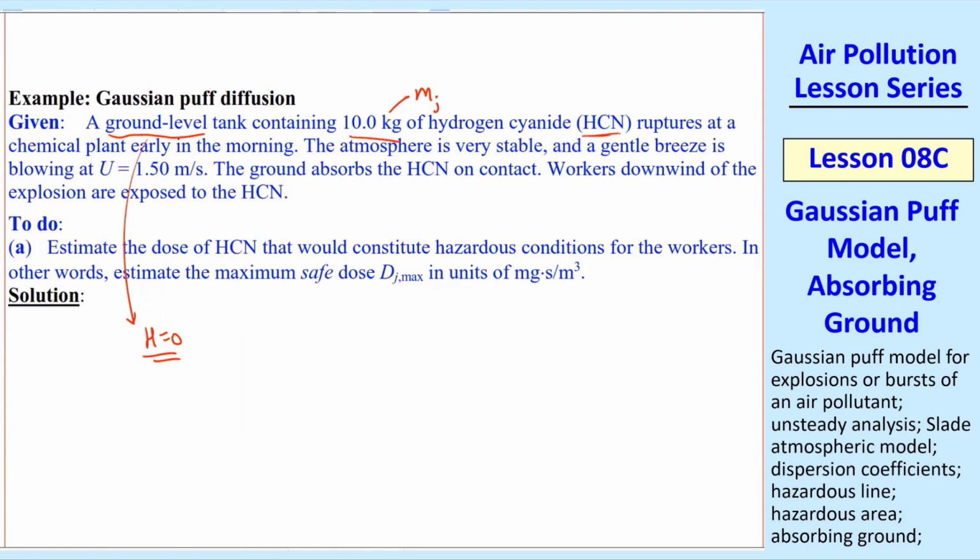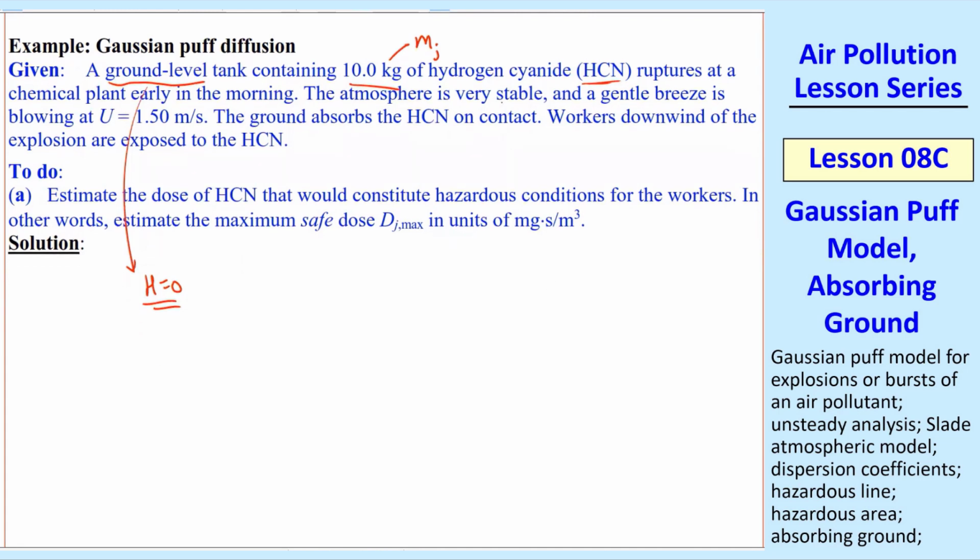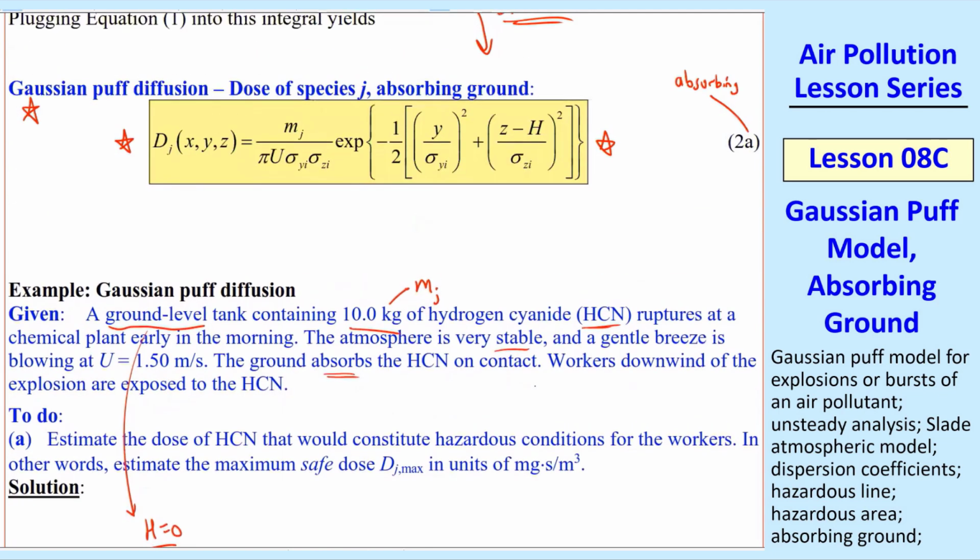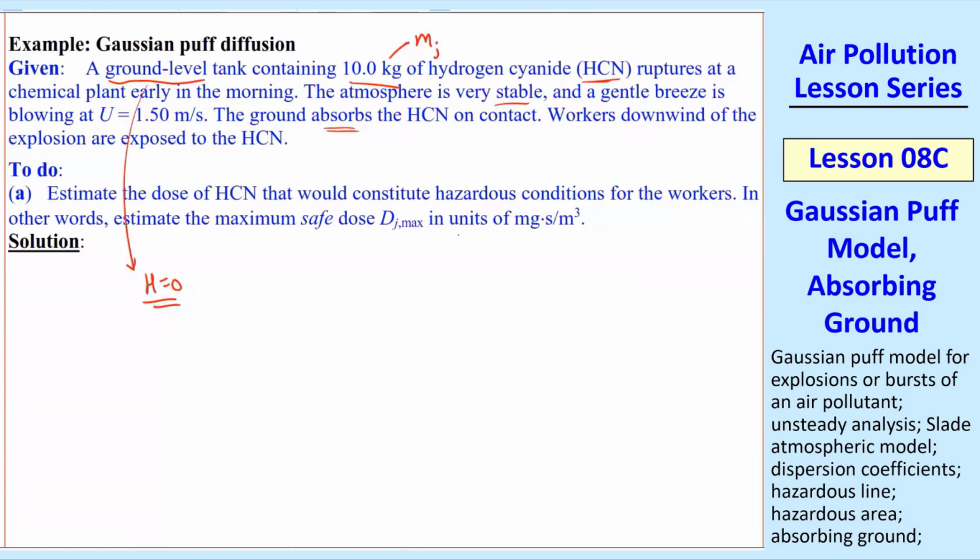The tank ruptures and it leaks this gas in a big puff. The atmosphere is stable and there's a gentle breeze blowing at 1.5 meters per second. The ground absorbs the HCN on contact, which means we can use equation 2A here. Workers downwind of the explosion are exposed to this HCN. So part A, we want to estimate the dose of HCN that would constitute hazardous conditions for the workers.